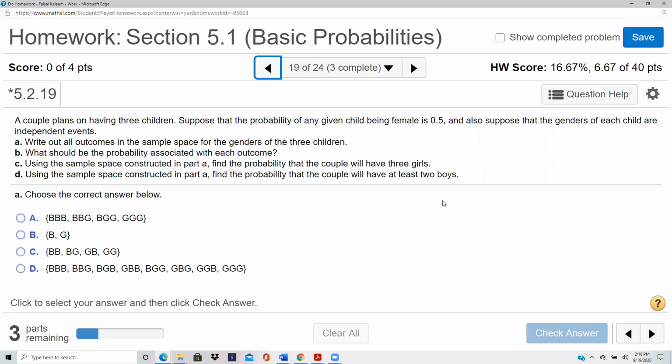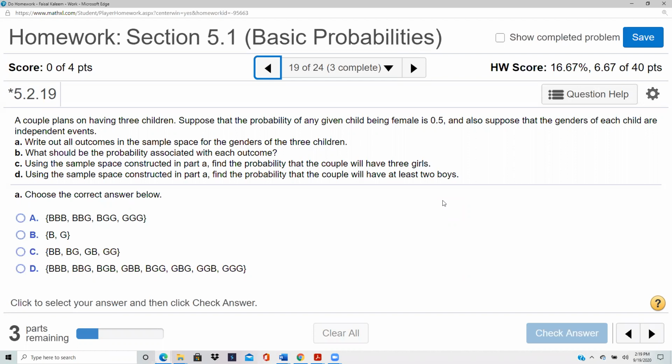A couple plans on having 3 children. Suppose that the probability of any given child being female is 0.5, and also suppose that the genders of each child are independent. Write out all outcomes in the sample space.